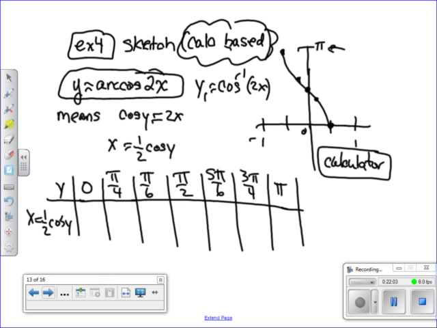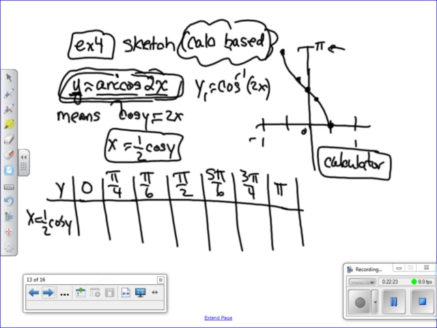This y equals arc cosine of 2x in this box right here translates to cosine y equals 2x, because the cosine of the angle is equal to 2x. This says to find an angle whose cosine is 2x. Well, the angle is y. So the cosine of y is equal to 2x, and when I divide both sides by 2, I get this as my value for x.